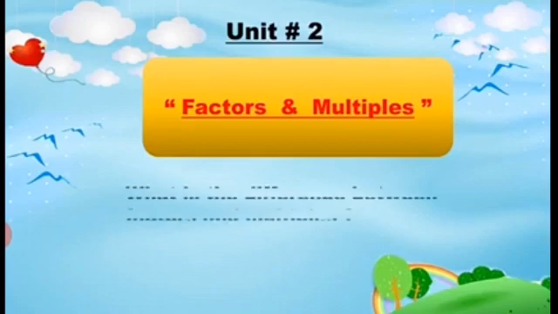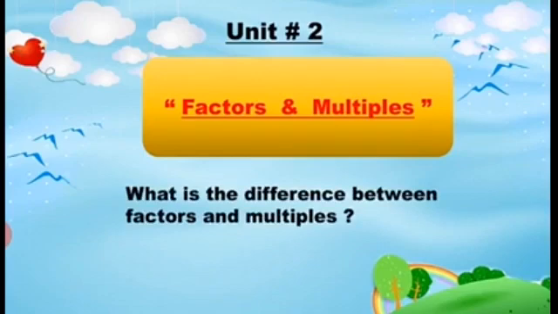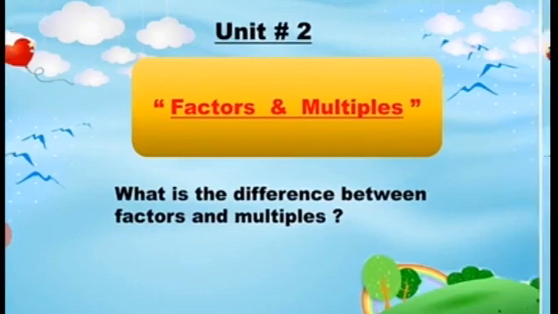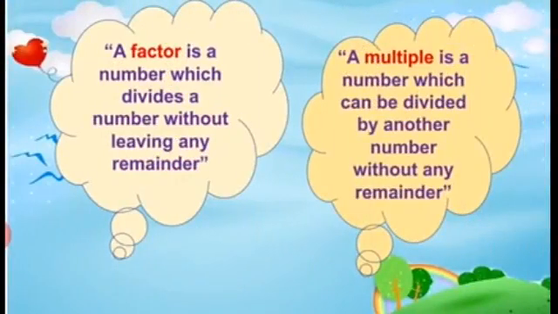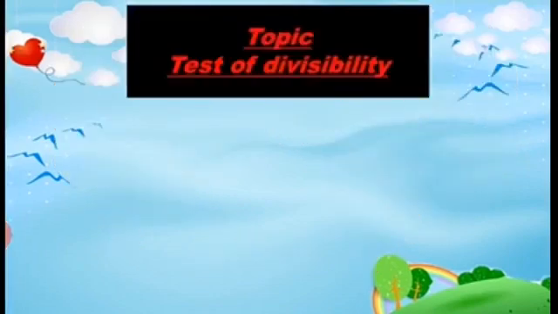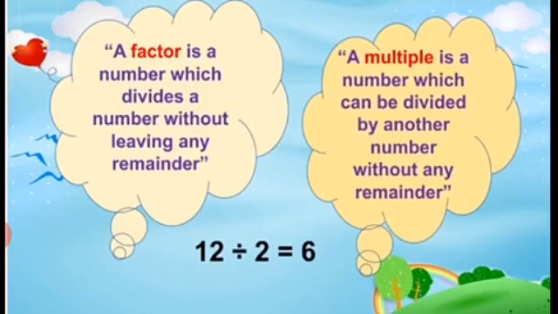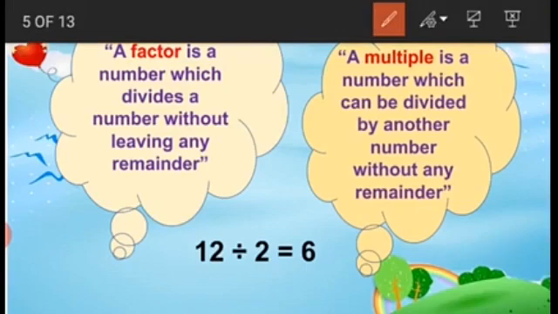So class, what is the difference between factors and multiples? Here we have: a factor is a number which divides a number without leaving any remainder. And we have an example here. 12 divided by 2 is equal to 6. Now, in this example, the factor is 2.